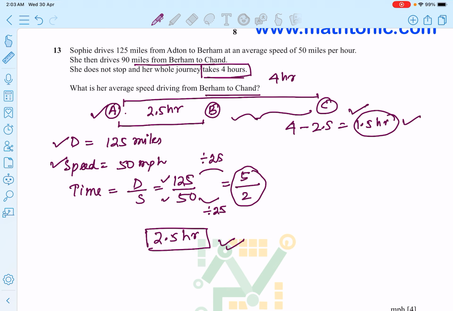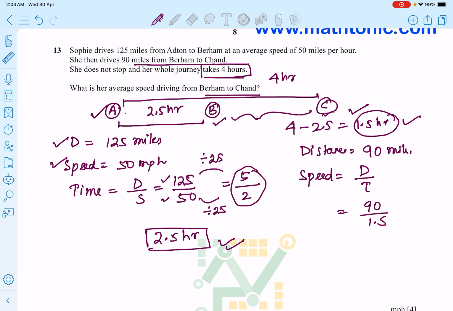Okay, the question is to find the average speed. We got to know from B to C it is 1.5 hours, and the distance from B to C is given as 90 miles. So speed equals distance over time. Distance we have 90, time we have 1.5.